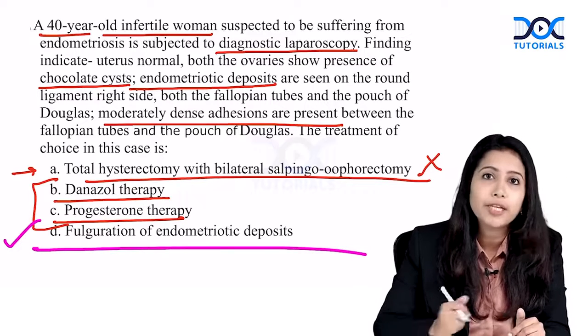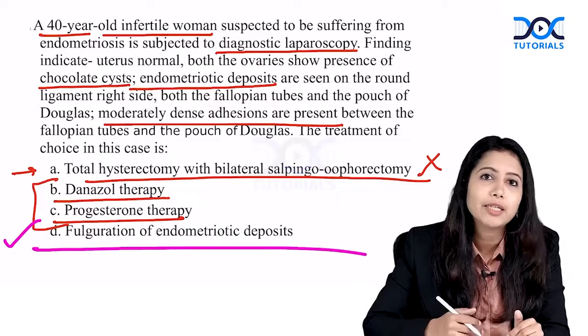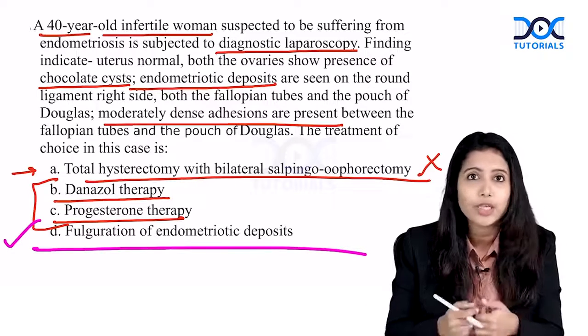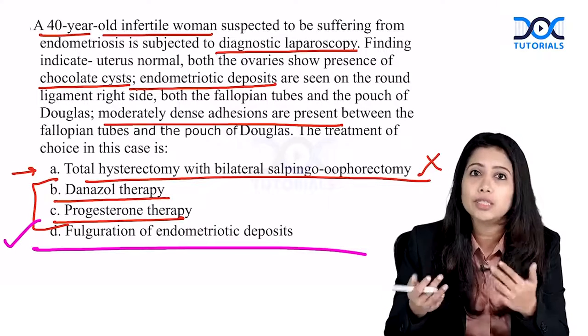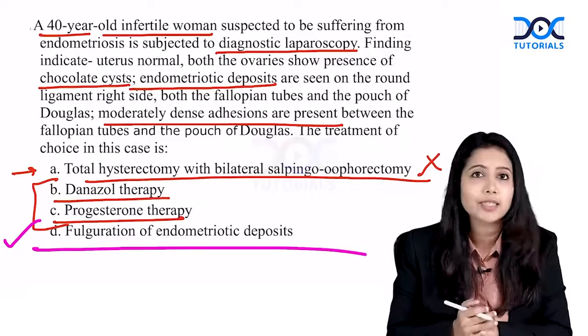Fulguration or ablation of the endometriotic deposits can be done. Along with that, if there are adhesions, we can remove the adhesions. If the endometriotic cyst is large, we can go for an endometriotic cystectomy. So that is the treatment.